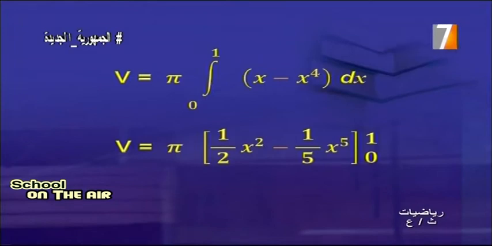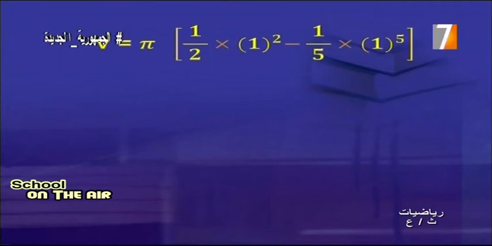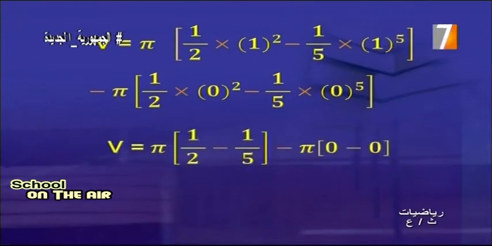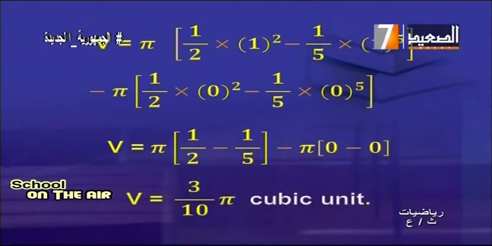Now we can calculate the value of the volume. V equals pi multiplied by (half times 1 power 2 minus 1 over 5 times 1 power 5) minus pi times (half times 0 power 2 minus 1 over 5 times 0 power 5). The volume equals pi times half minus 1 over 5 minus pi times 0 minus 0. Then V equals 3 over 10 pi cubic unit.